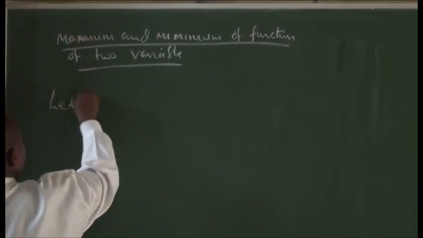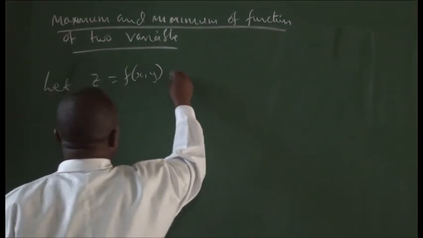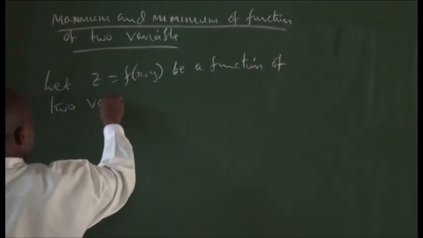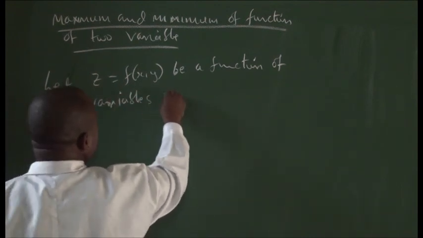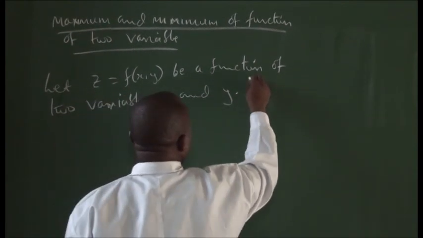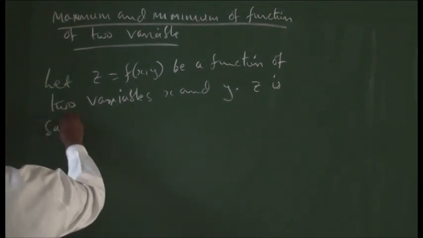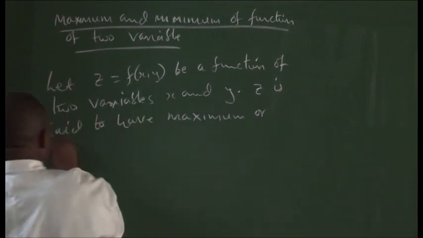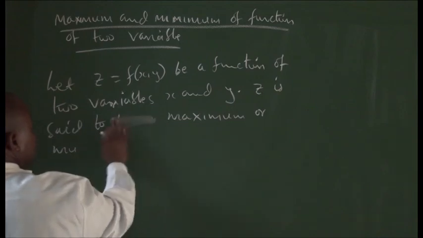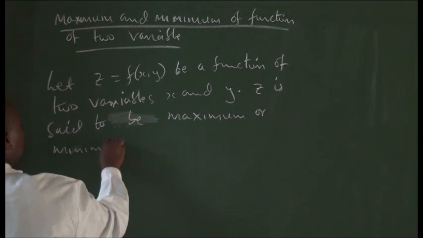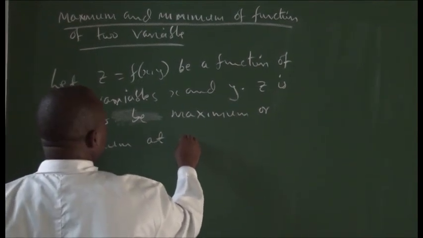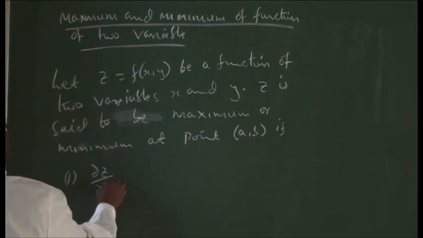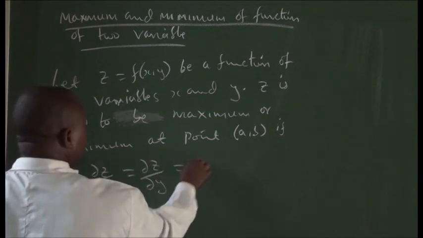All right. Now let z equal f of x y be a function of two variables, x and y. z is said to be maximum or minimum at point (a, b) if one, partial z partial x equals partial z partial y, which is equal to 0.